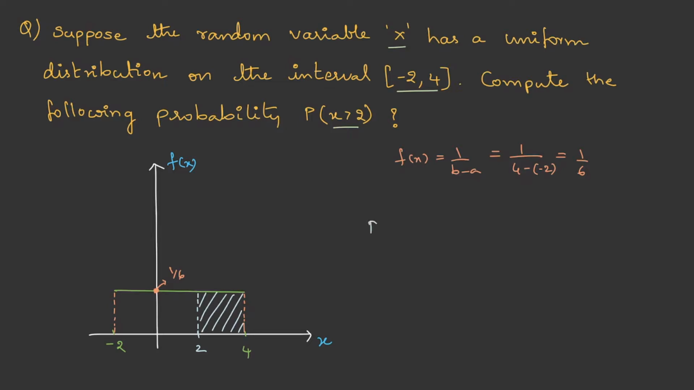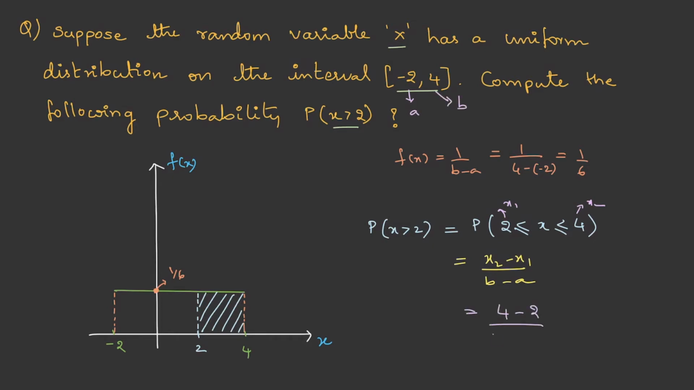So let's solve this. P of x greater than 2 is basically the probability that x is between 2 and 4. These are the values. Now let me also write the formula. It is x2 minus x1 by b minus a. Now here we know this is x1 and this is x2, and this is a and this is b. Now if I substitute, this is 4 minus 2 by 4 minus minus 2. So this is 2 by 6, that is 1 by 3.